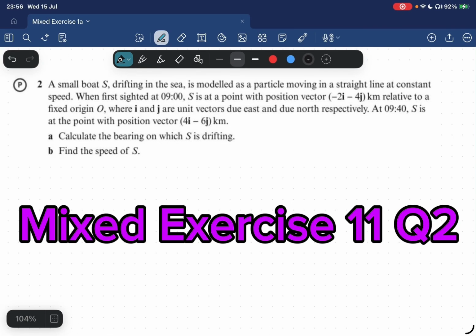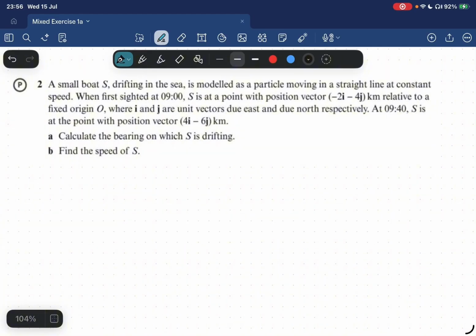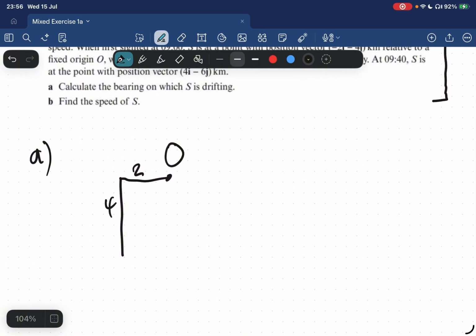Here we have question 2, and one of those questions where when you're revising it throws you off straight away because there's just so much information. Too much information for a math student. But we'll break this down. You've got a small boat S drifting in C, which models a particle moving in a straight line with a constant speed. When first sighted at 9, S is at a point with position vector relative to the fixed origin. So let's represent where it is at 9: back 2, down 4. This is S at 9.